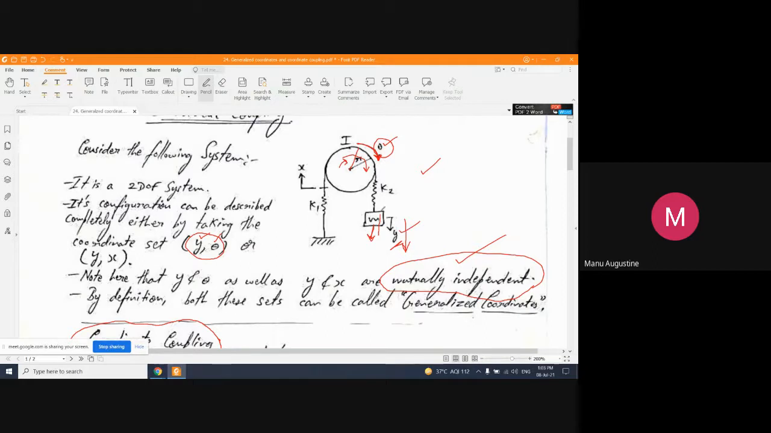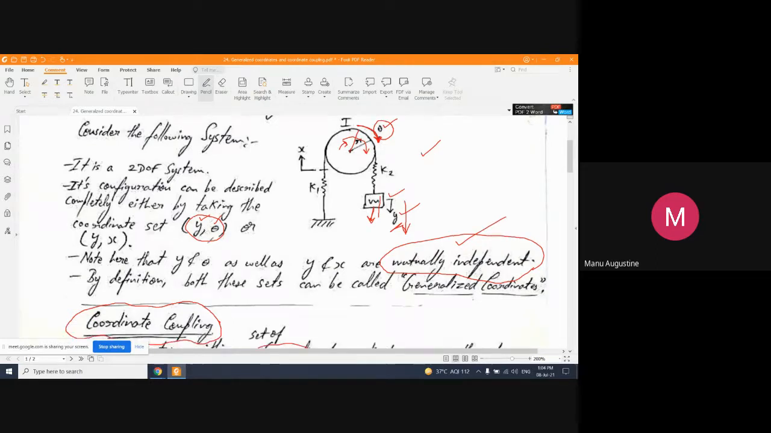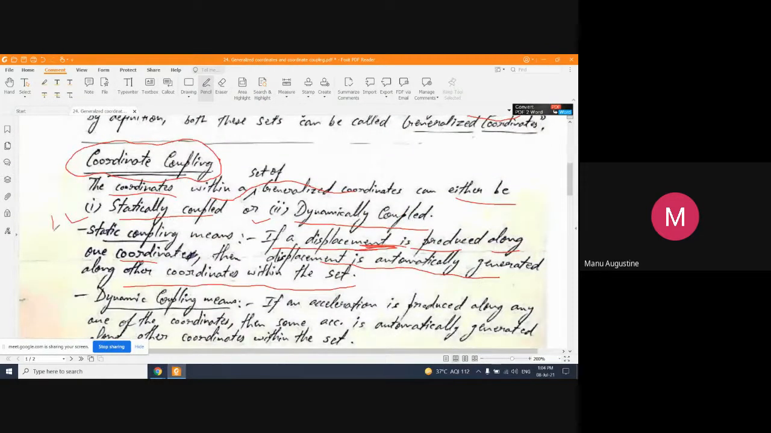See, you are simply moving the mass up and down, okay? Whether you are pulling it down or pushing it upwards, you're not actually doing anything to the disk. You're not touching the disk. But obviously, if you move the mass up or pull it downwards, you are definitely going to see a small change in theta. The disk will automatically rotate either in the clockwise or anti-clockwise direction, depending on whether you are pulling the mass down or pushing it up, right? So if this is the case, then you can say or claim that your coordinates are statically coupled.